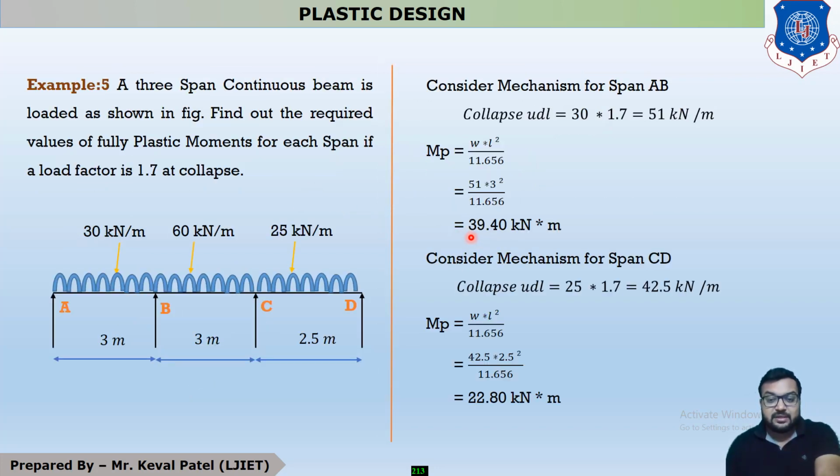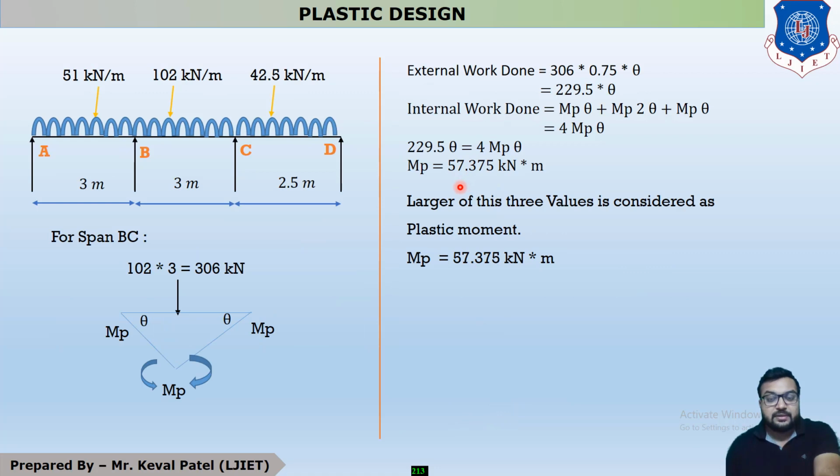Now you can see that there are three answers. Your first answer is 39.40, your second answer is 22.80, and your third answer is 57.375. Now, you all know that the larger value is considered as the plastic moment. So our final answer of this example is that the larger value of these three values is considered as the plastic moment. Therefore, your MP is equal to 57.375 kilonewton meter. Okay.